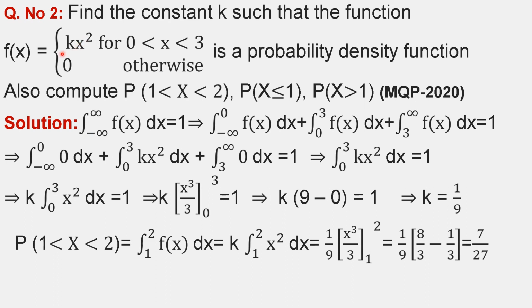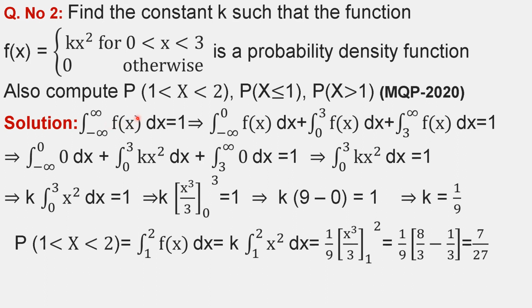Now to find k, since f of x is a probability density function, the integral of f of x with respect to x from minus infinity to plus infinity must be equal to 1. Now you have to substitute for f of x. The question says f of x is kx square for x between 0 and 3 and 0 for all other x values. So here it is minus infinity to plus infinity.